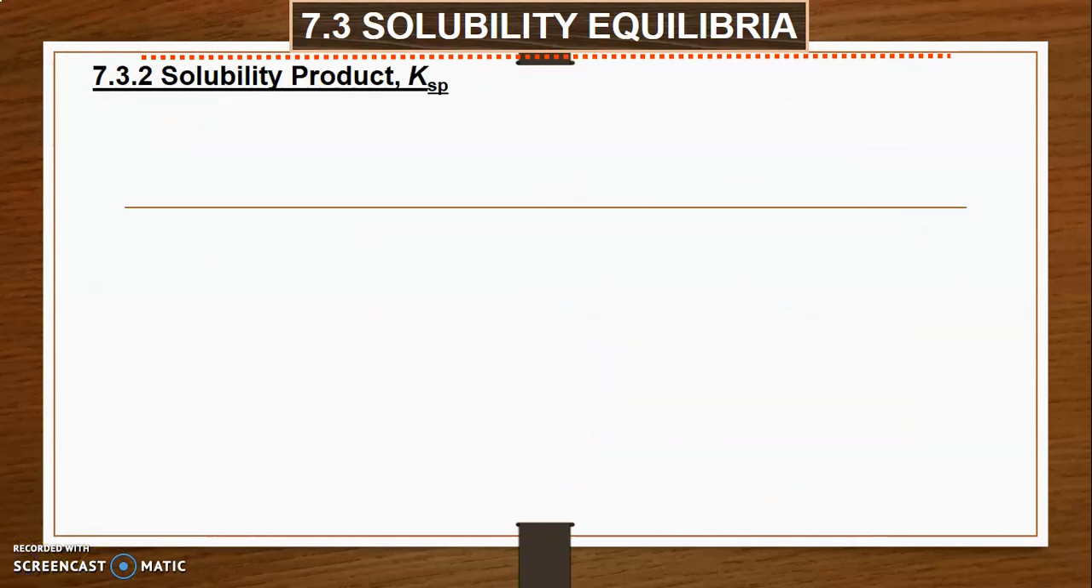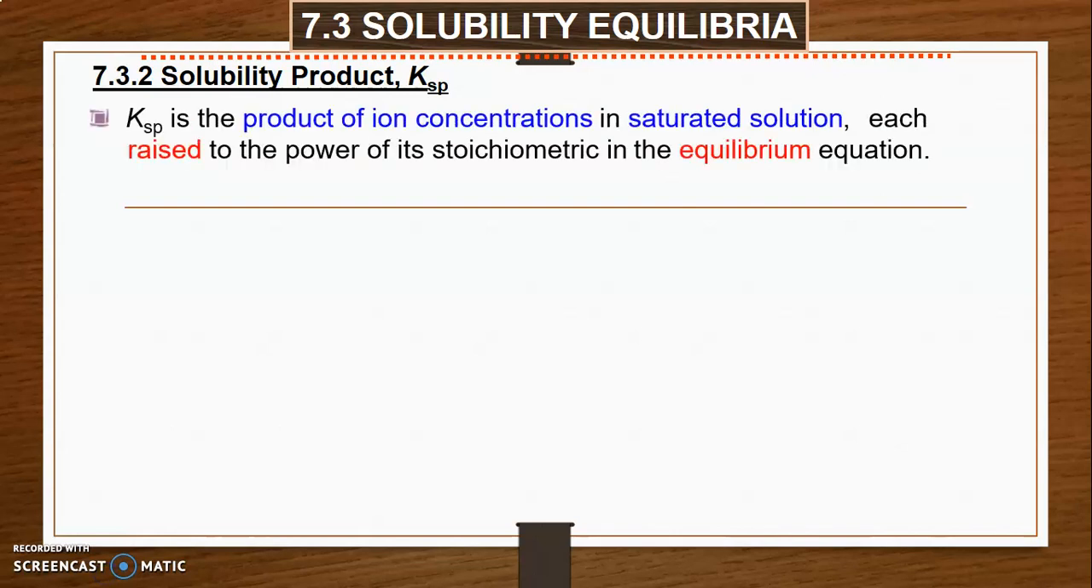Solubility product is a value which you get when the solution is saturated. The solubility product Ksp is the product of ion concentrations in a saturated solution, each raised to the power of its stoichiometric coefficient in the equilibrium equation. It means if there is any solid present, you cannot dissolve any more solid in a saturated solution.